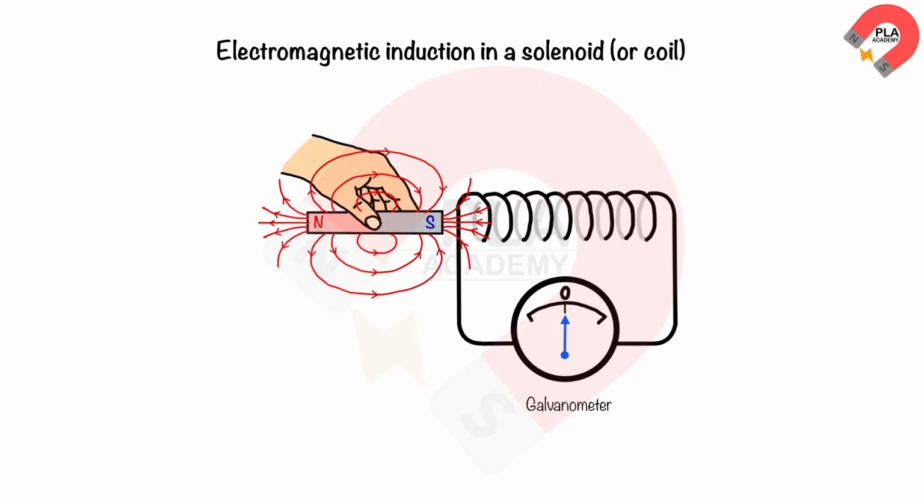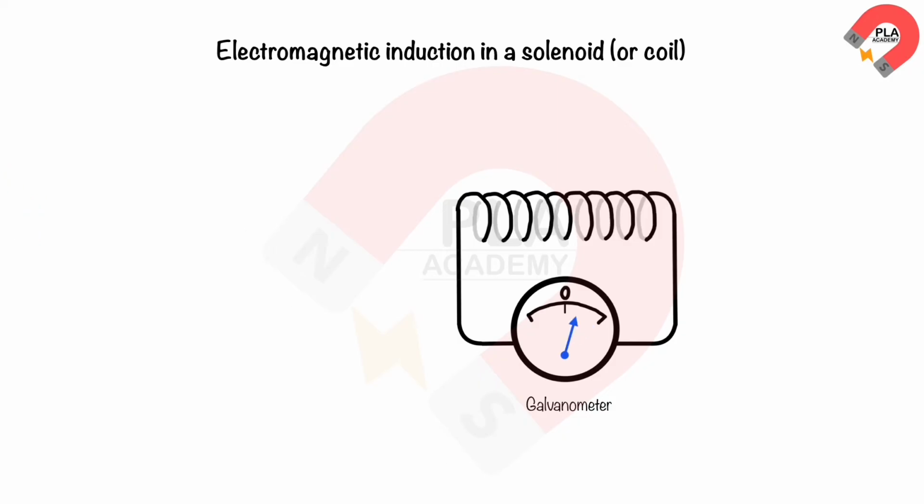When a south pole of a magnet moves away from the solenoid at a greater speed than it moved into the solenoid, the needle deflects to the right with a greater deflection and then returns to zero. This means that the induced current increases as the magnet moves faster.